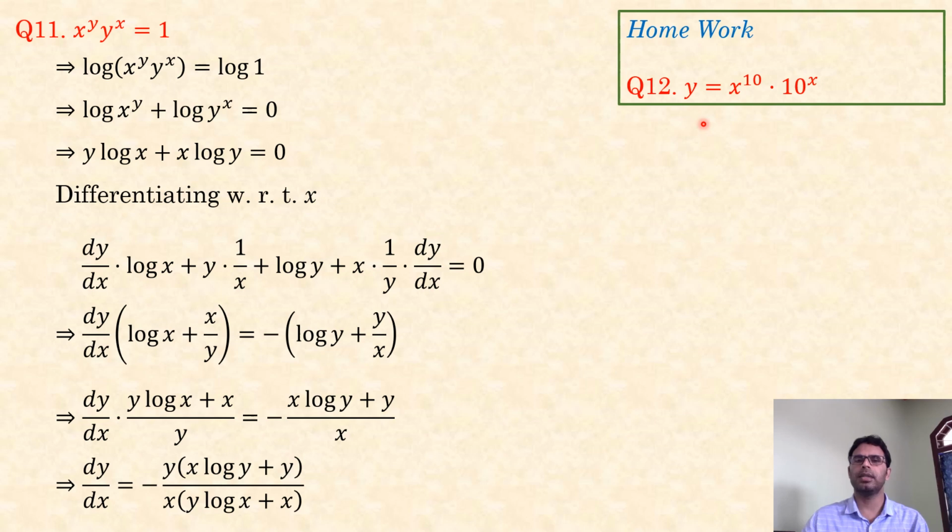is homework for you. y is equal to x to the power 10 into 10 to the power x. So here you can solve this problem without taking logarithm, because for x to the power 10 we have the formula 10 into x to the power 9, and for 10 to the power x we have the formula 10 to the power x into log of 10, and this is a product function. So dy dx you can directly write: dy dx is equal to 10 into x to the power 9 into 10 to the power x remaining same, plus x to the power 10 remaining same into d dx of 10 to the power x, which is 10 to the power x into log 10. So you can write it that way also, and you may use logarithm also.